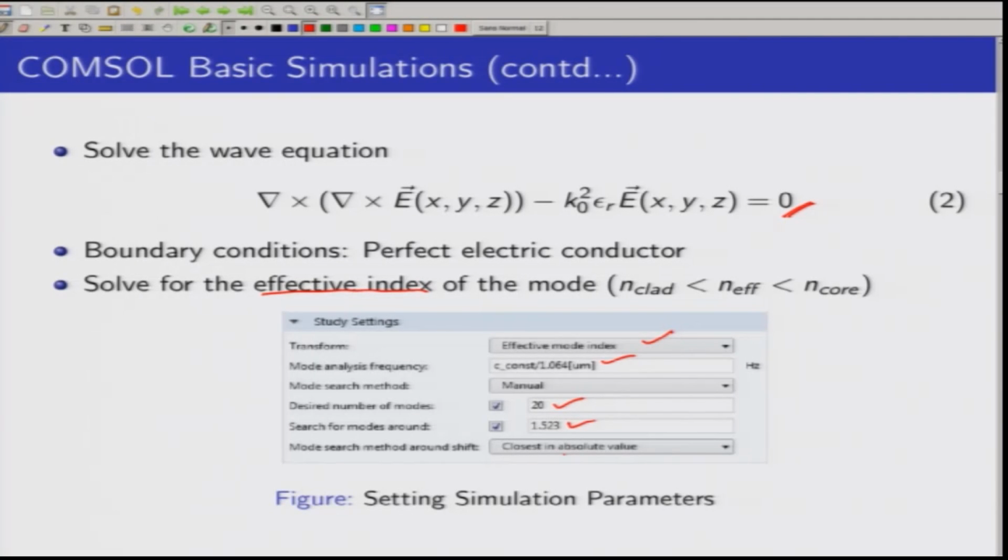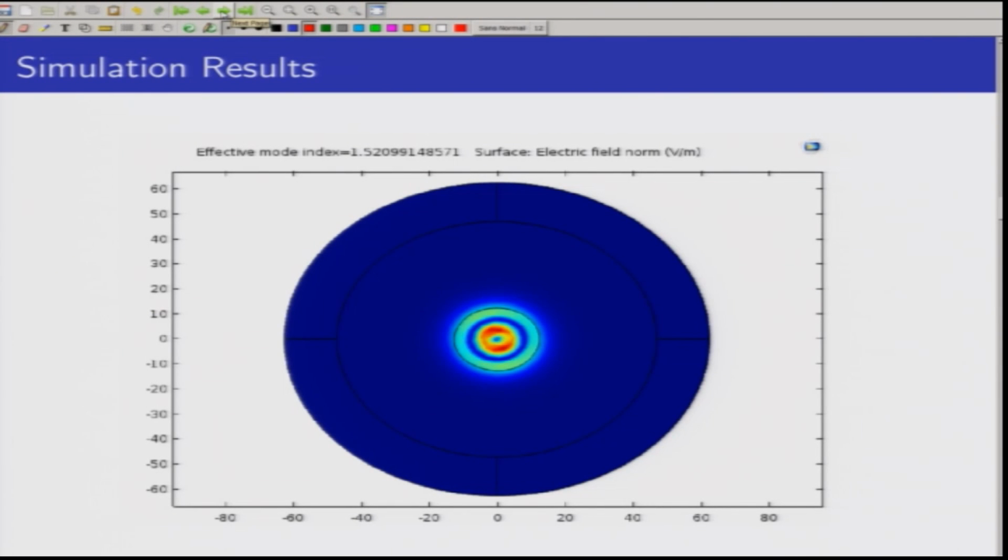Now, we have designed a geometry, assigned its properties, we know the equation that we are solving and we also know what we are solving for. Now, let us see the results that we get. So, this is one of the modes that we see here.